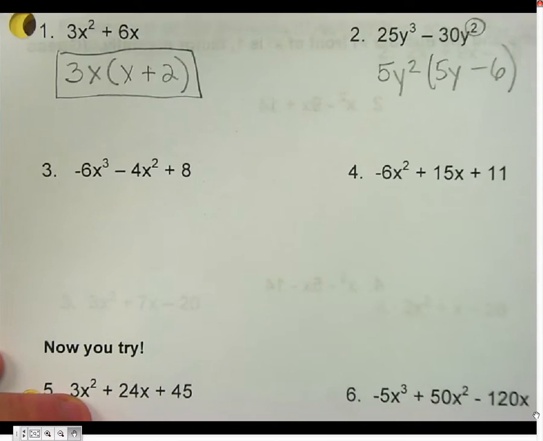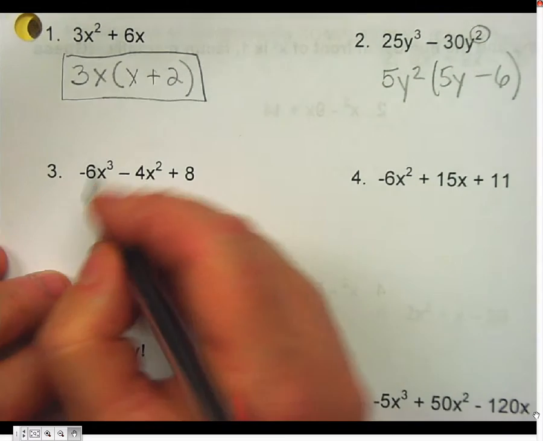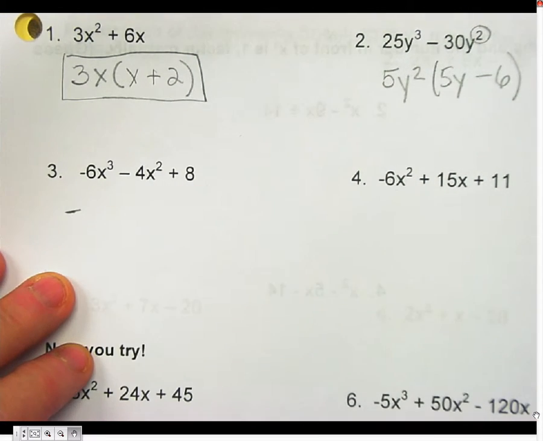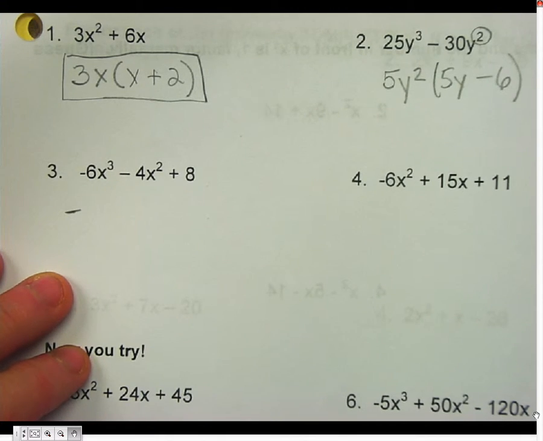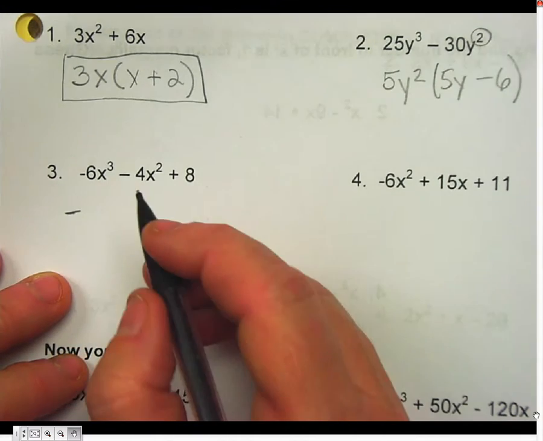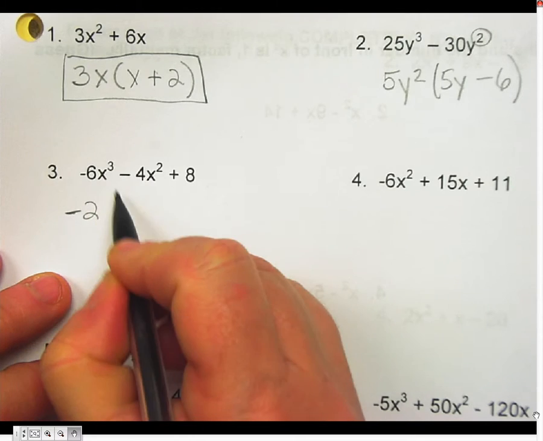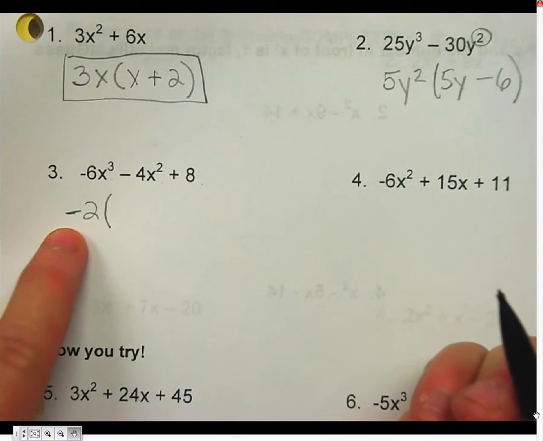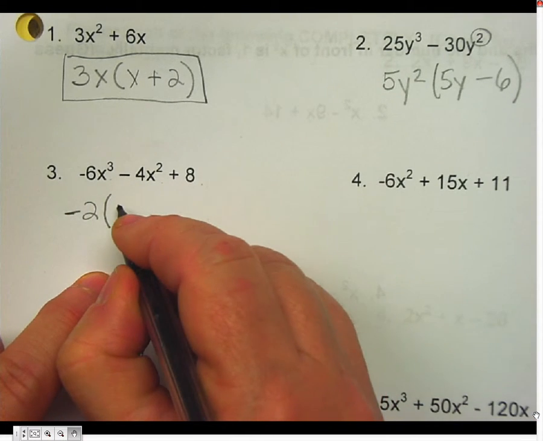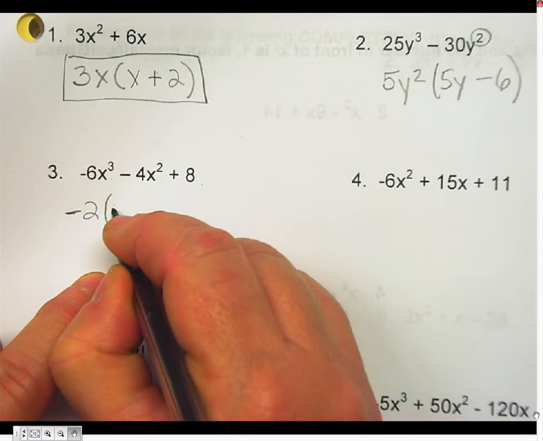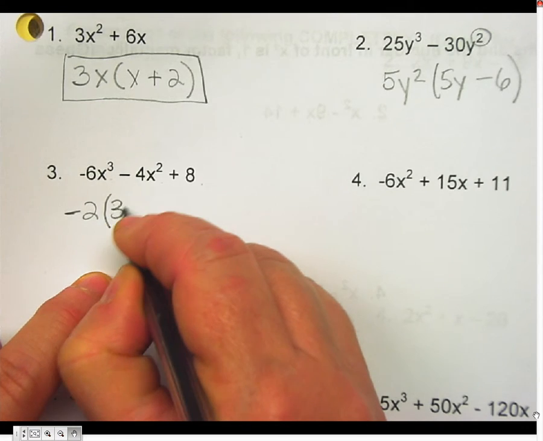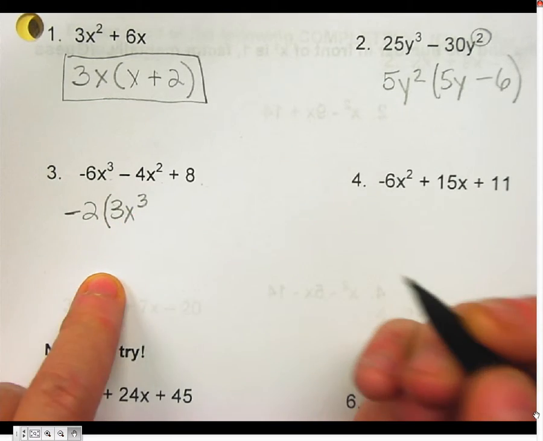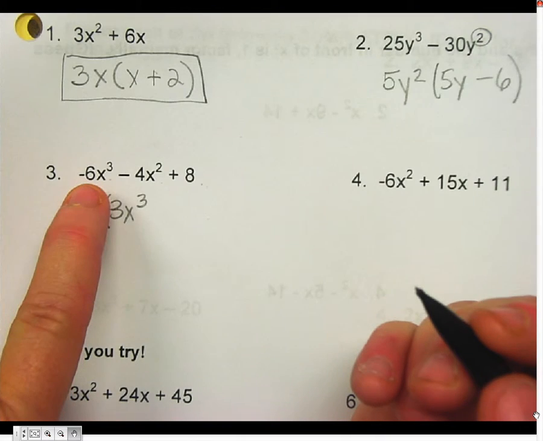All right, number 3. Now, number 3, we've got a negative. It's certainly going to factor out a negative, and then we'll go into all of those. 2. Is there an x in all of them? No. So all we can do is -2. -2 times what would give you -6x to the third? 3x to the third. Okay, and when you multiply that, you do get -6x to the third.